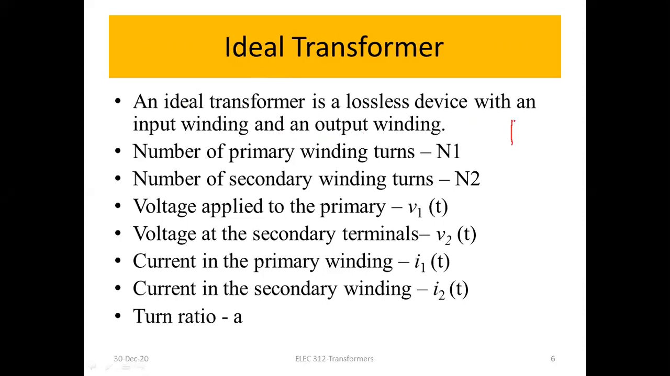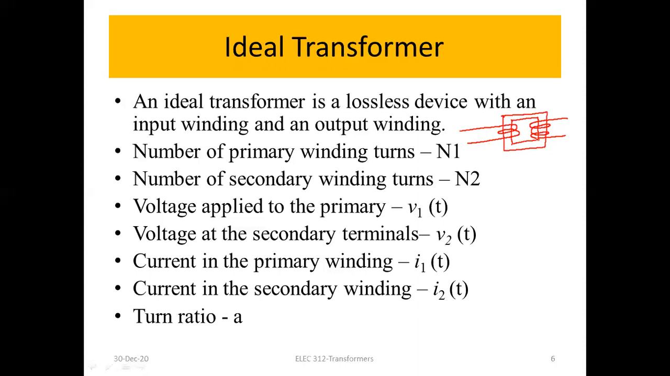What is the meaning of this ideal transformer? Suppose this is the core of the transformer and this is the winding on the primary side and this is the winding on the secondary side. Lossless winding means we are assuming this winding has no resistance, but in practice it never happens. It has some resistance, but we are assuming here that there is no resistance in the transformer primary as well as secondary side.